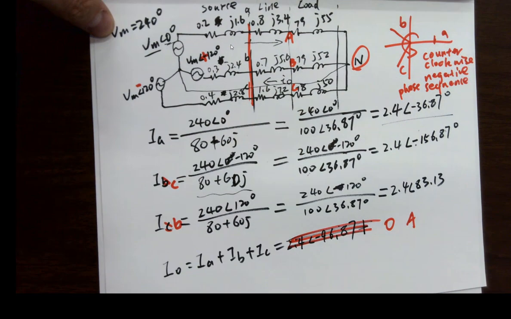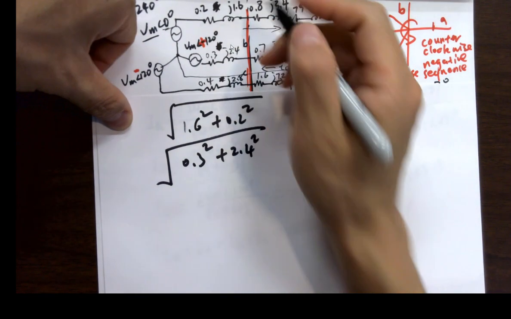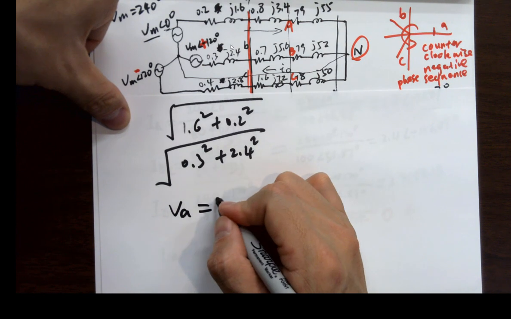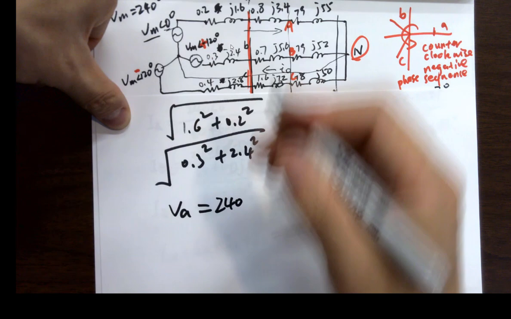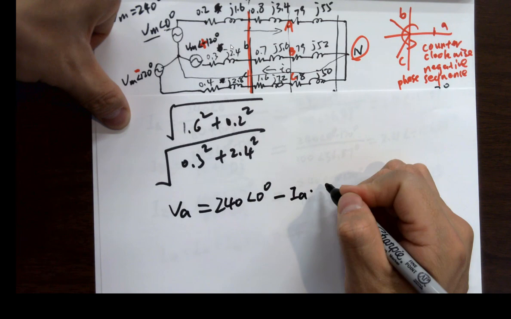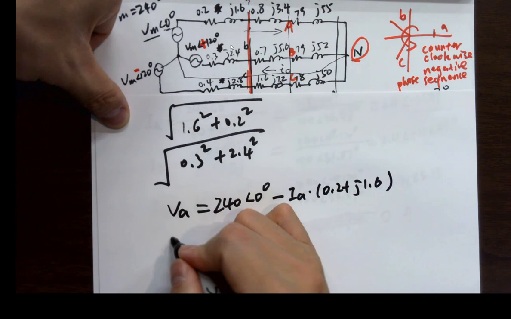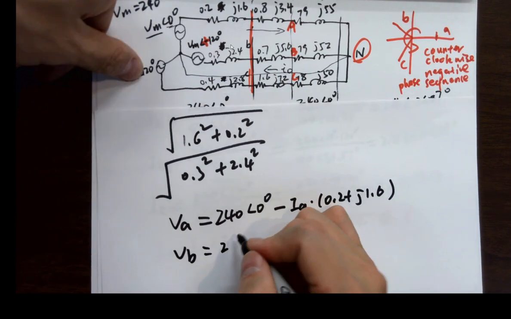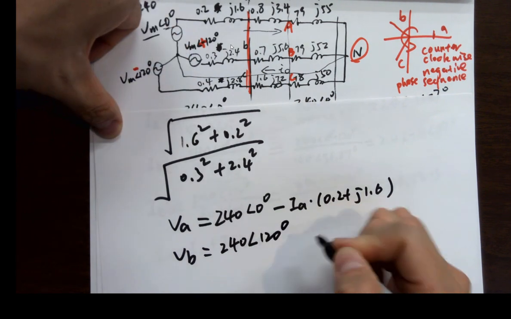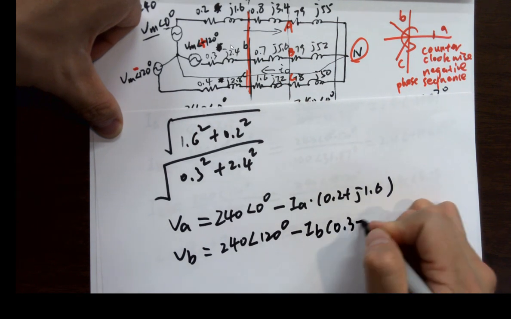But how to calculate it? I'm going to write down the equation here for you to calculate it, just in case you are getting different numbers. Okay. So how to calculate VA? It's basically just VM, 240 volts at 0 degrees, minus IA times (0.2 plus j1.6), right? VB is 240 volts at plus 120 degrees minus IB times (0.3 plus j2.4).